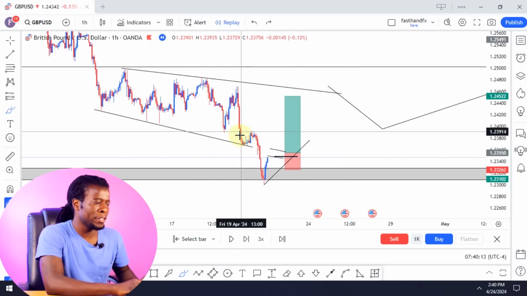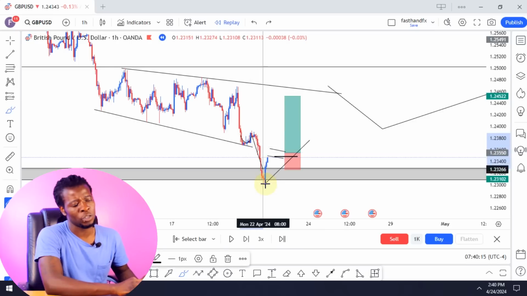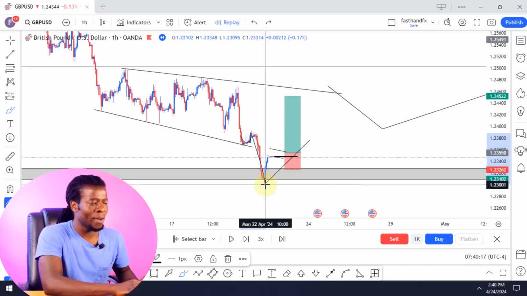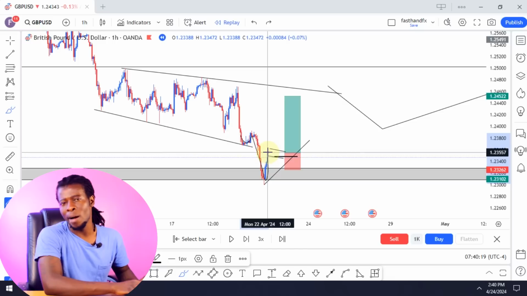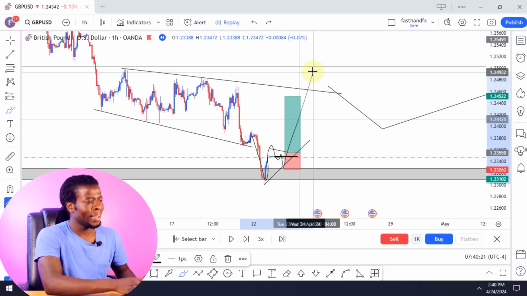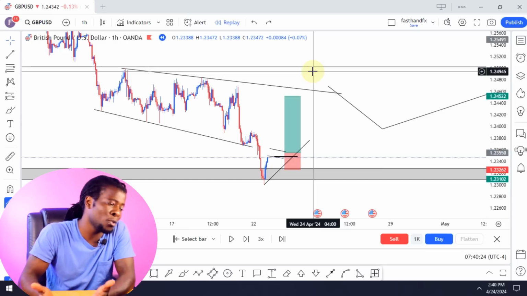I was saying, what if this market gives me a left shoulder right here and it goes down to give me the head, and now I was anticipating the market to go up, give me a right shoulder, then that's an inverse head and shoulder formed.